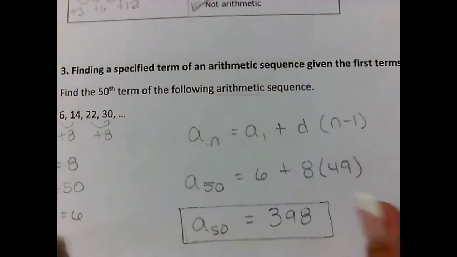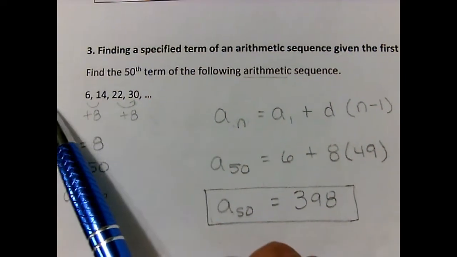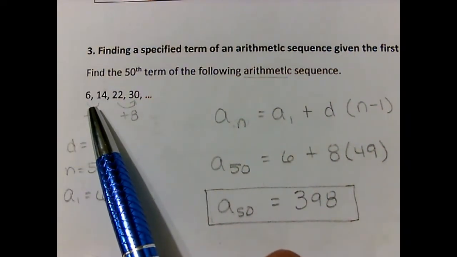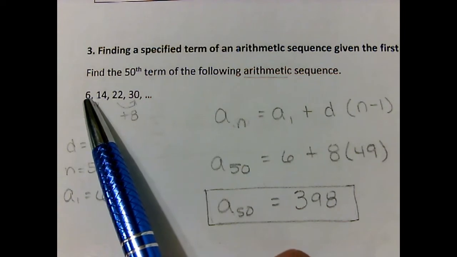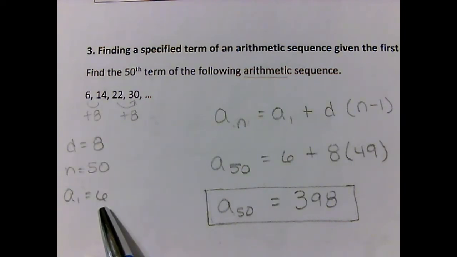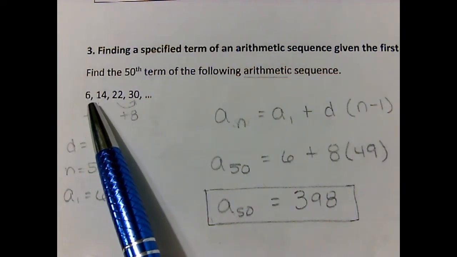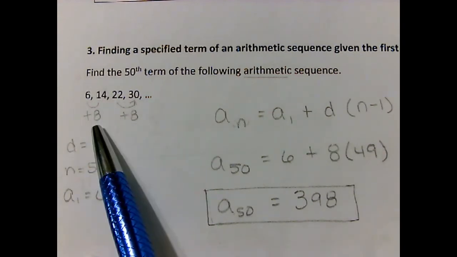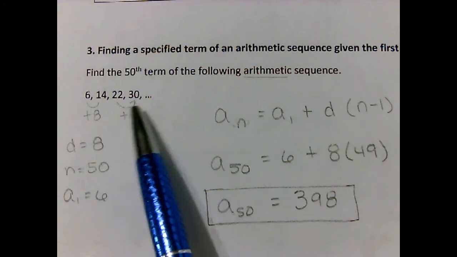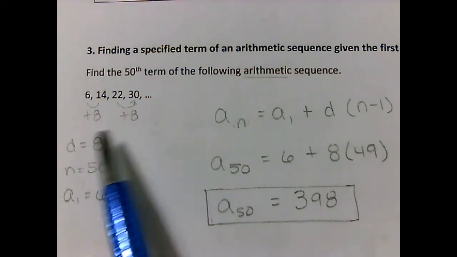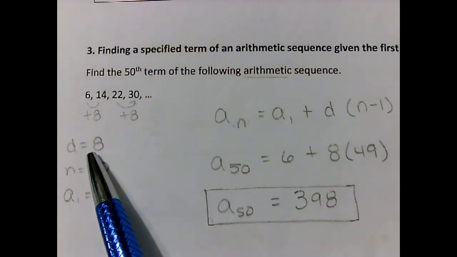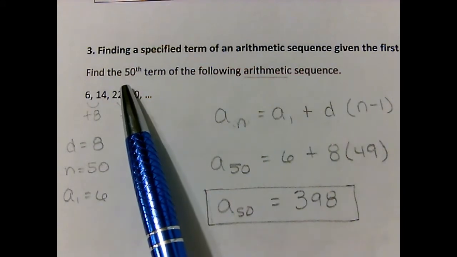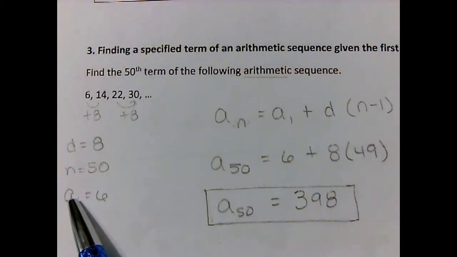So what we're going to be doing is identifying our a of 1. A of 1 is going to be the very first term, which is 6, which is here. Then we need to find out what the difference is. So going from 6 to 14, we're adding 8. From 22 to 30, we're also adding 8. So here the difference will be 8. Okay. Since we're looking for the 50th term, that means n is going to be 50.